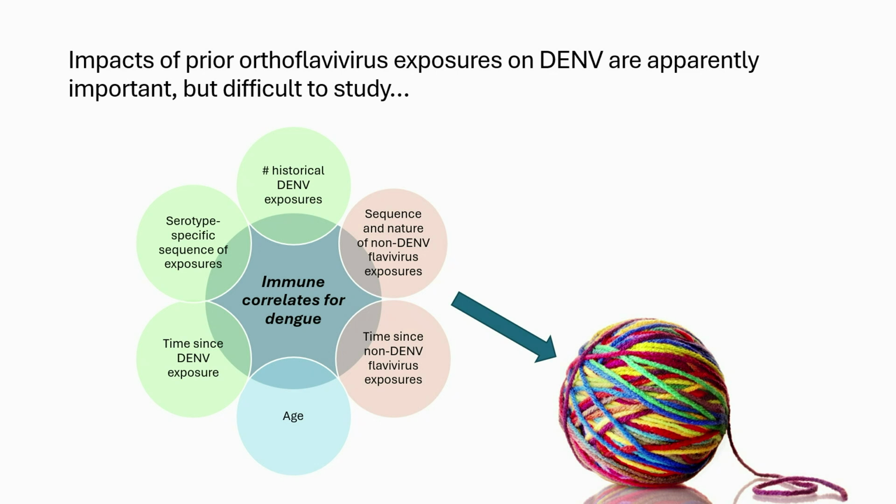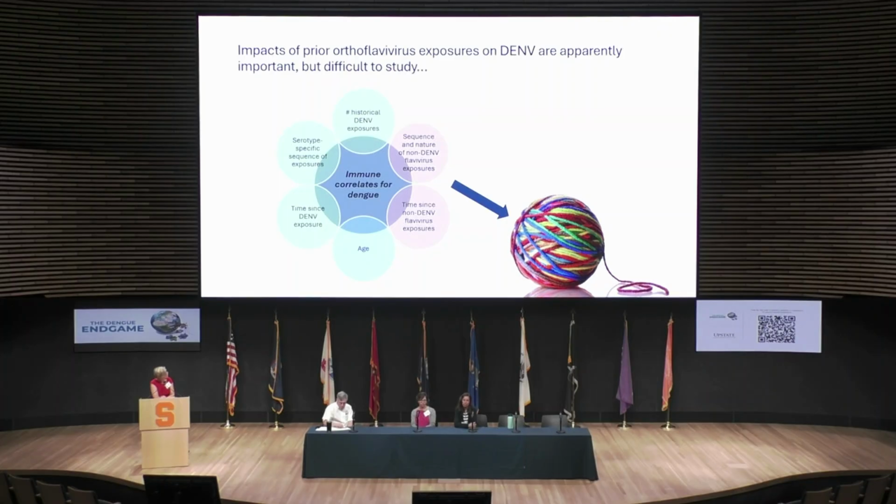So not only do we need to think about what's the impact of prior dengue exposures, we need to think about what non-dengue flavivirus exposures you have had, when, what were they? Was it an inactivated or a live JE vaccine, for example? How long has it been? And then the specific immune phenotypes. So it plays in further to this big, complicated ball of yarn that we need to untangle when we're trying to get at protective or pathogenic immune phenotypes for dengue.